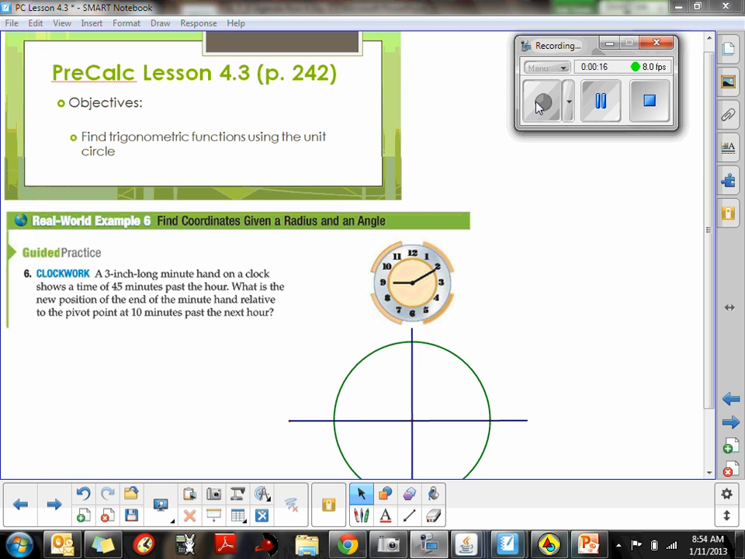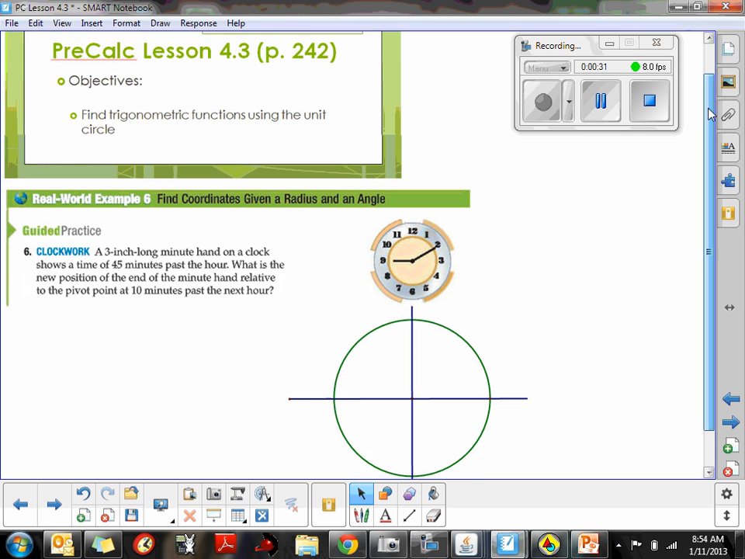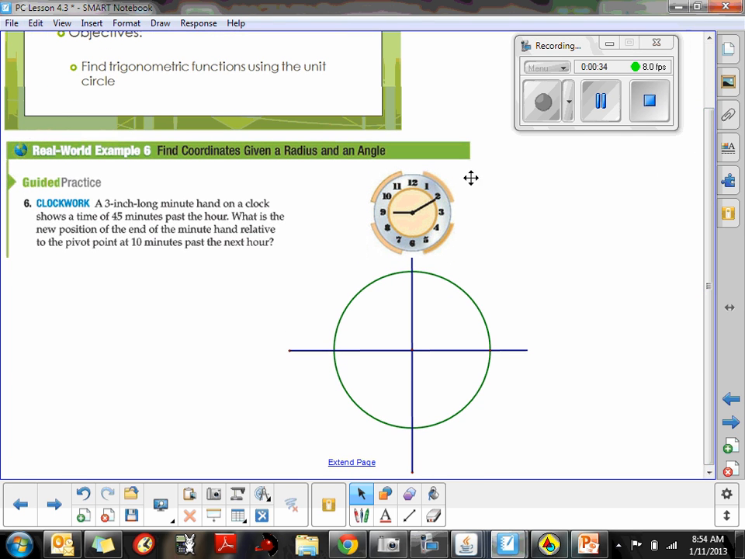It says a 3-inch long minute hand on a clock shows a time of 45 minutes past the hour. What is the new position at the end of the minute hand relative to the pivot point at 10 minutes past the next hour? They're giving you a picture to help you visualize what's going on. When this started, our minute hand was over here on the 9, so it was 45 minutes after the hour. We want to figure out the coordinates of this minute hand when it gets to 10 minutes after the hour.